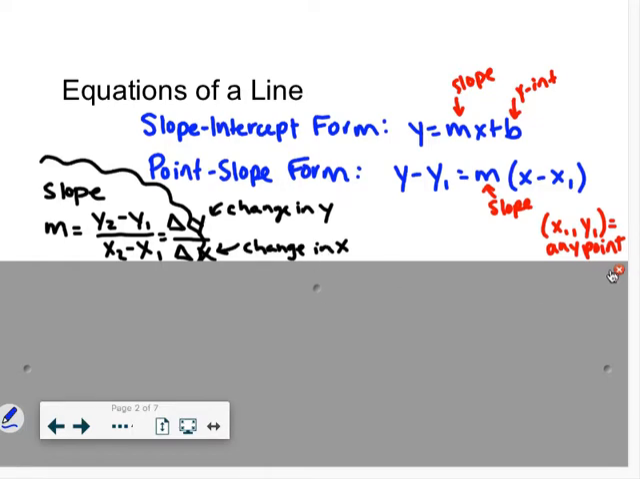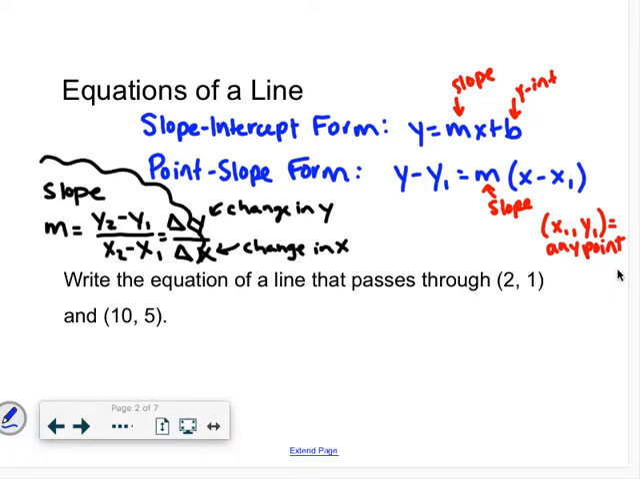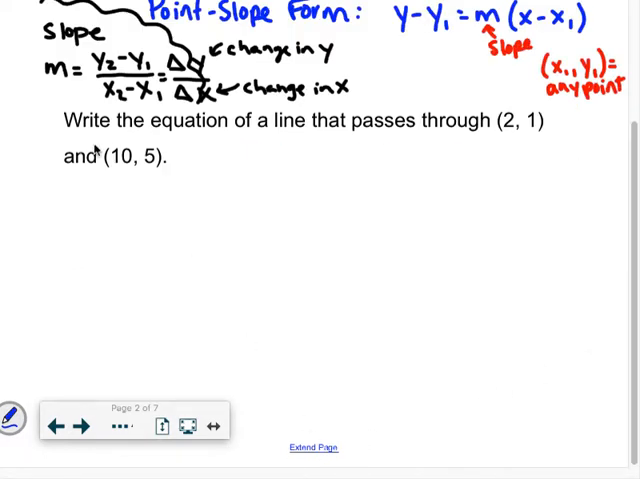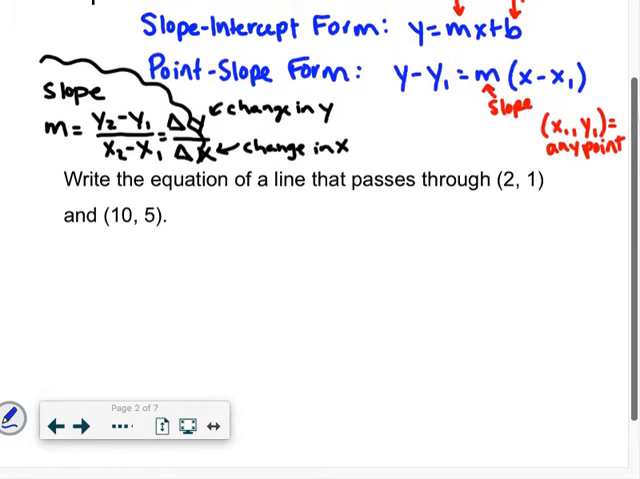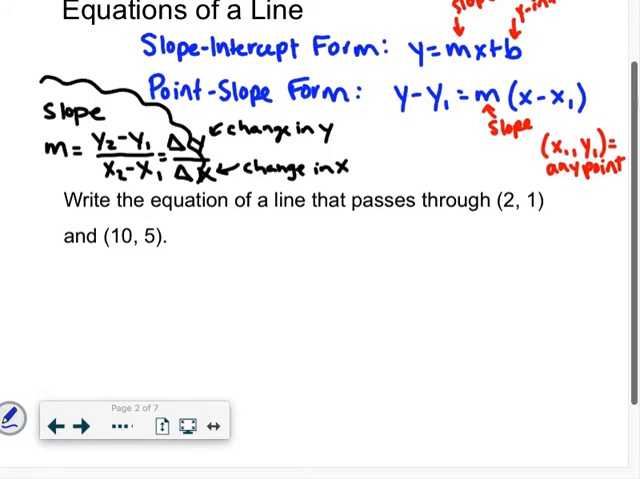Okay, now let's do an example. This is a quick example, or a basic example from Algebra 1. Let's write the equation of a line that passes through these 2 points: (2, 1) and (10, 5). So write the equation of a line that passes through these 2 points.